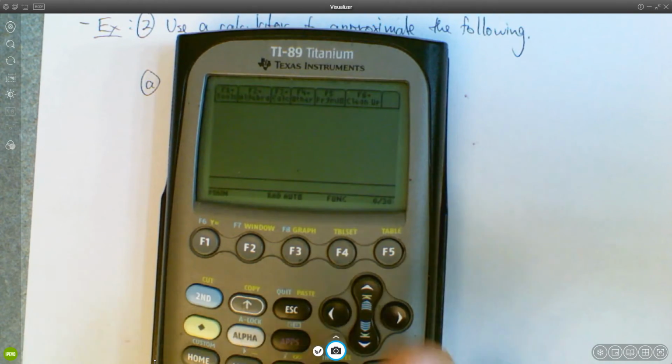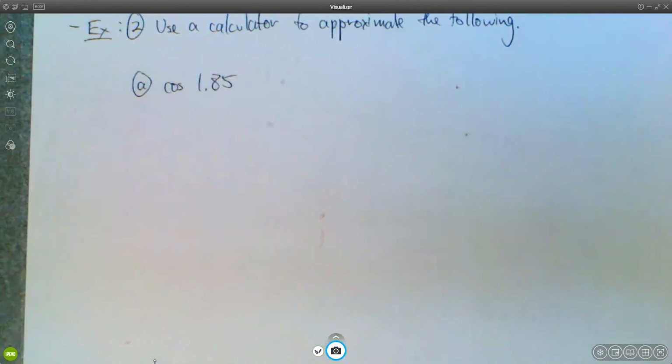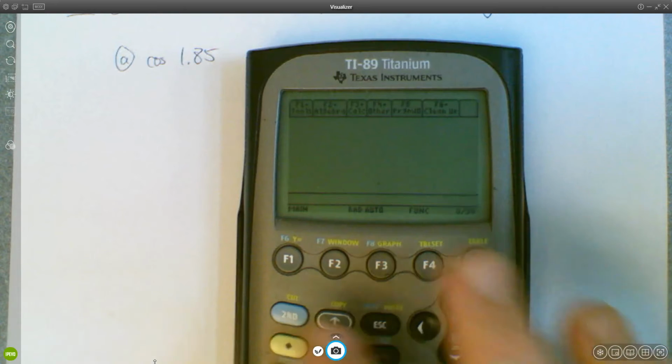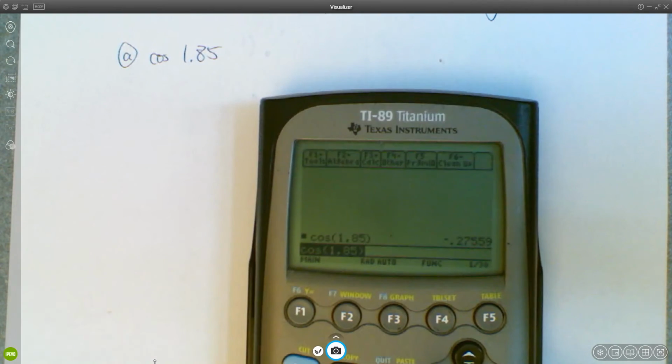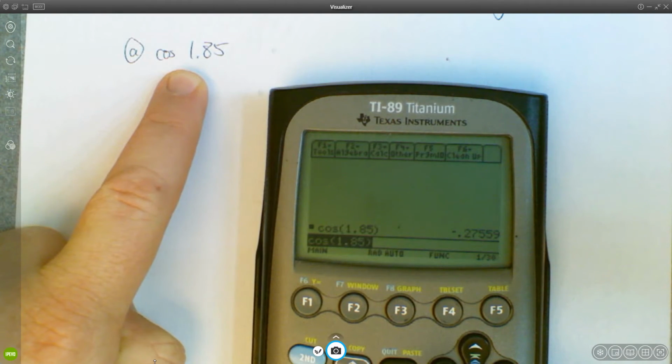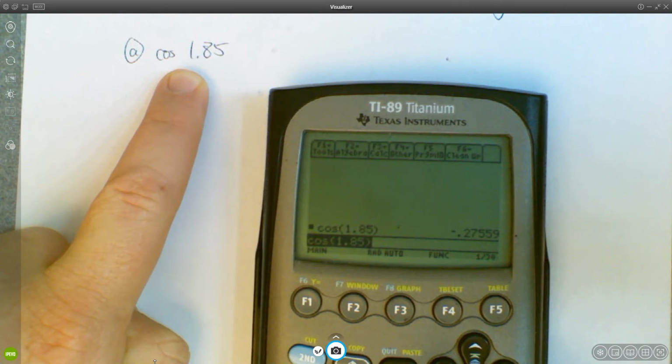Okay? Anyway, make sure that you're in radian mode, and then this just works the same way as it usually does. Cosine 1.85 is about, since we have 3 sig figs here, negative 0.276.